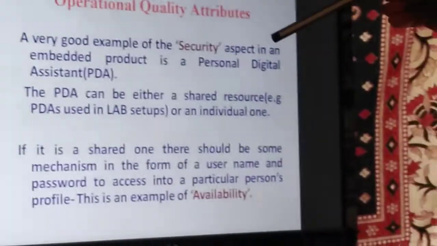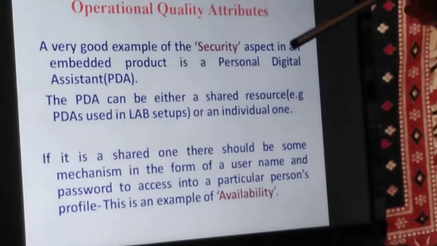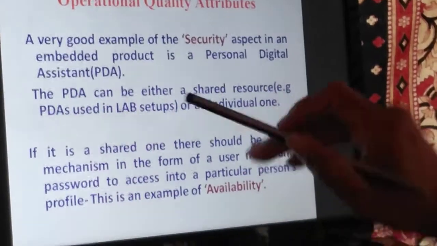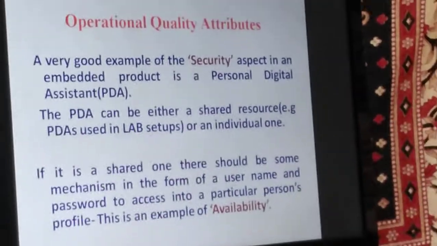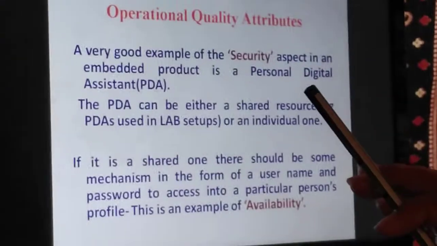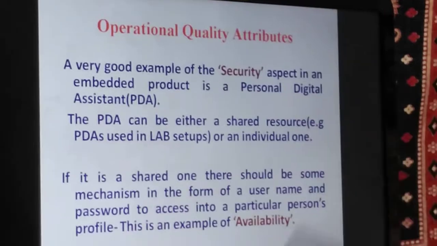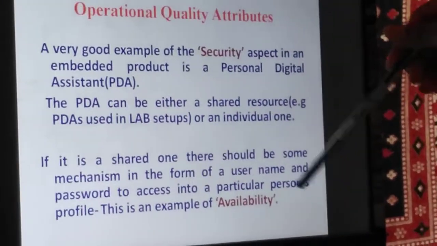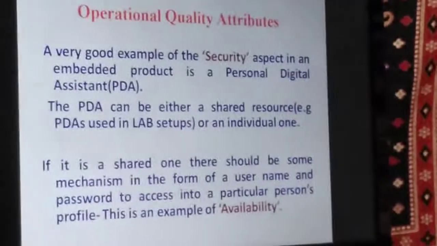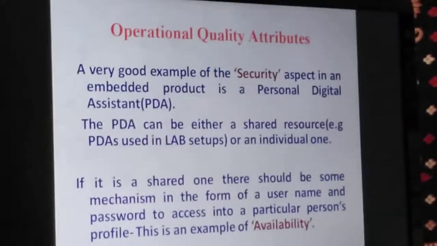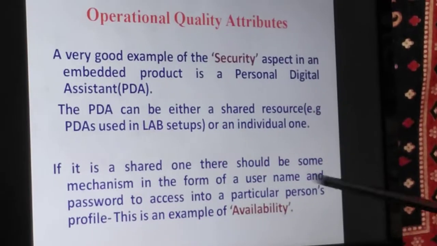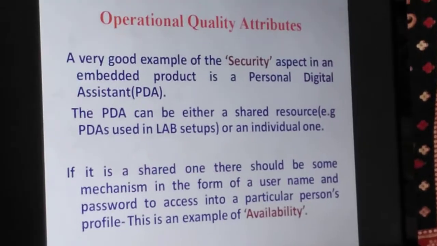A very good example of the security aspect in an embedded product is the personal digital assistant. The PDA can be either a shared resource or an individual one. Assume we have one PDA and several people are using it. If it is a shared one, there should be some mechanism in the form of username and password to access a particular person's profile. Each one will have a username and password so that each one can access his own profile. That is an example of availability.